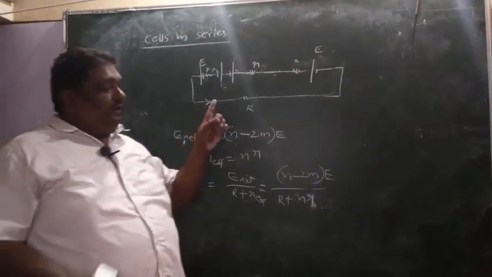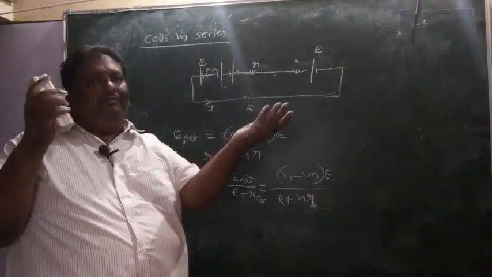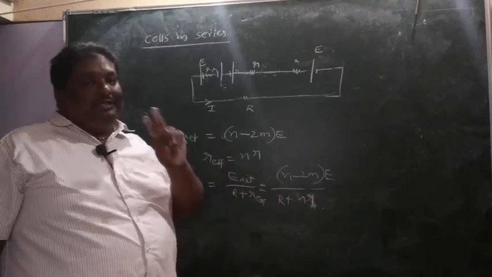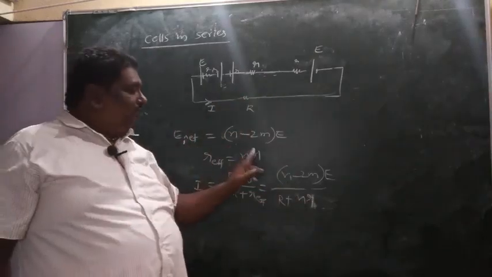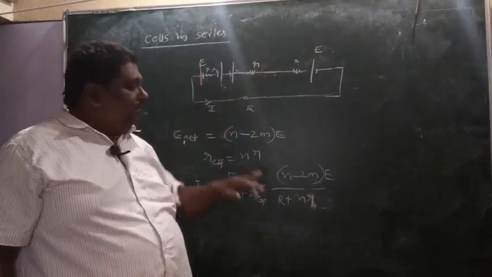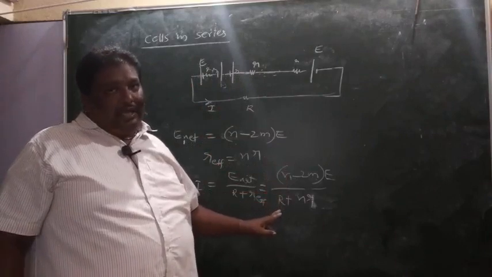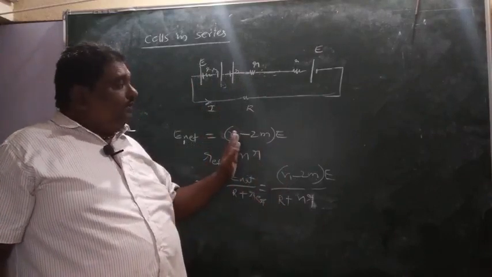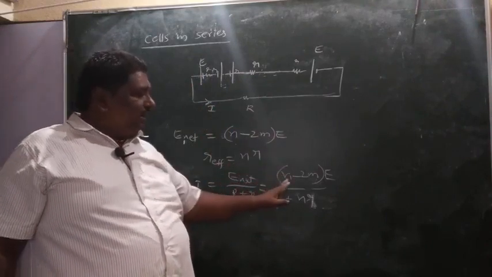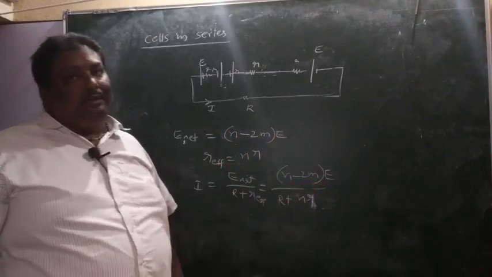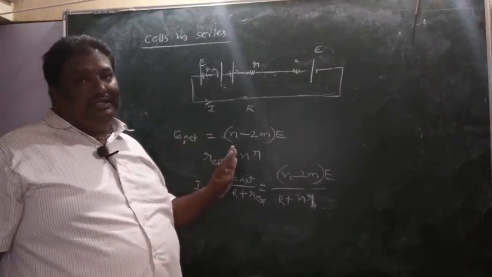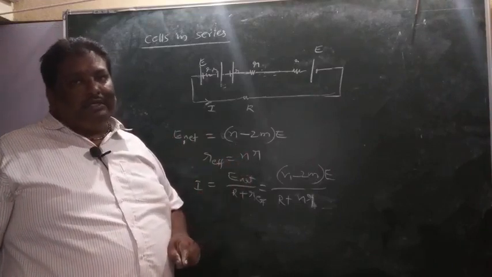What have I taken? First, two cells opposing one another but in series: E1 minus E2, but internal resistance the same. Second case, two are supporting: E1 plus E2. Third case, all are supporting, all the same values: then current is nE by R plus nr. Fourth case, out of n cells, m cells reversed, then current passing is n minus 2m into E by R plus nr. Okay, these are the ways cells are connected. Four cases I discussed. Related problems we shall solve.